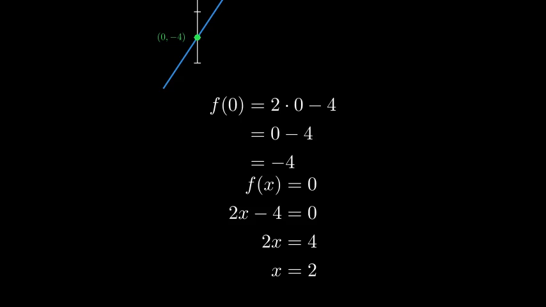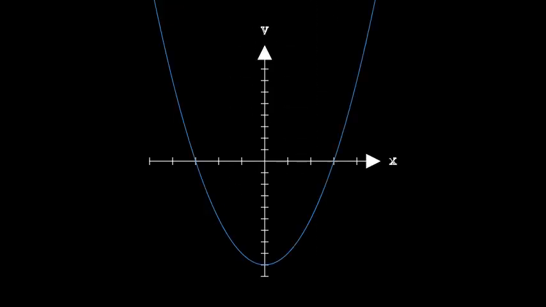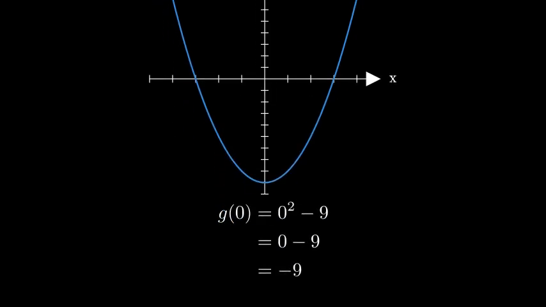Now, let's move to our second example, a quadratic function. Consider g of x equals x squared minus 9. To find the y-intercept, we evaluate g of 0. g of 0 equals 0 squared minus 9, which equals negative 9. So the y-intercept is the point (0, -9).